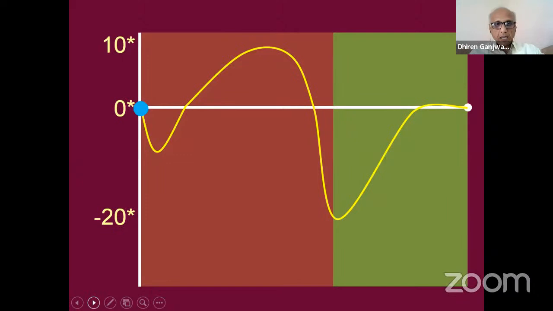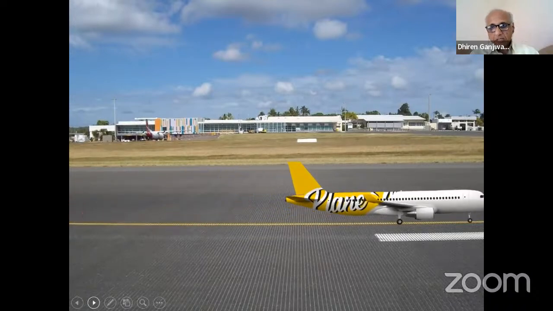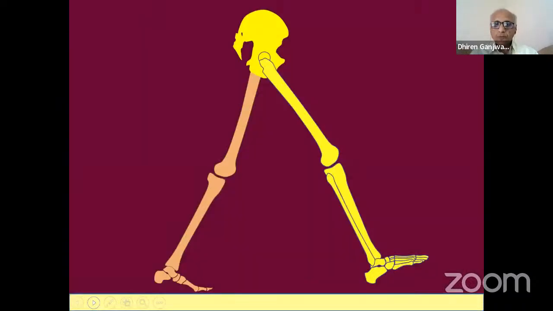So this is the normal ankle graph. We are focusing on the first part, the first plantar flexion which is taking place, and we are trying to understand how this plantar flexion takes place. I consider this as a plane which is landing. It usually lands on the two rear wheels first, and after they come in contact, there is a slight tilting of the front portion, and then all three wheels are on the ground. The same thing happens in the human gait cycle.